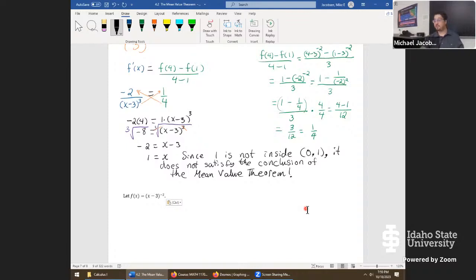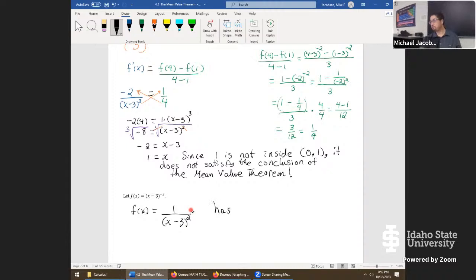Exactly, we have lost continuity on this one. f of x was defined in this way. Let me just rewrite it here. f of x equals (x minus 3) to the power negative 2. You know, it's more obvious there's a problem if we call it 1 over (x minus 3) to the power positive 2. Now it really highlights there's a problem here, right?